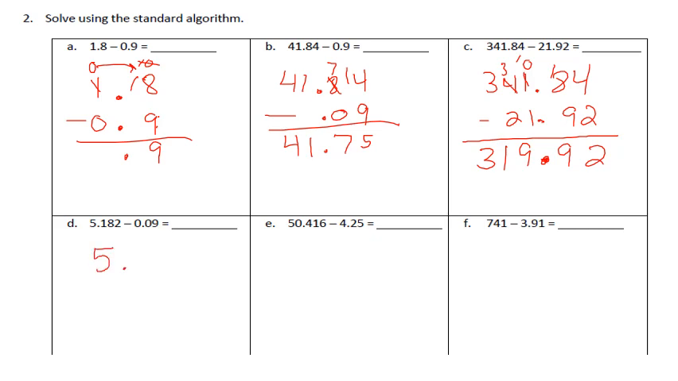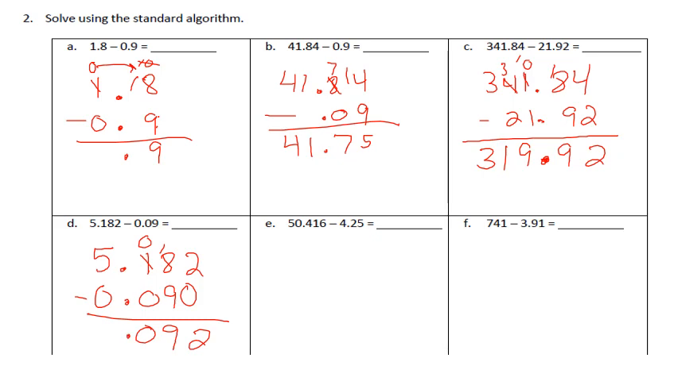We have 5 and 182 thousandths minus 9 hundredths. Now what we've learned in class is always make them the same size. Makes it easier. 2 minus 0 is 2. Cannot take 9 from 8, so we're going to regroup. 18 minus 9 is 9. 0 minus 0 is 0. And 5 minus 0 is 5.